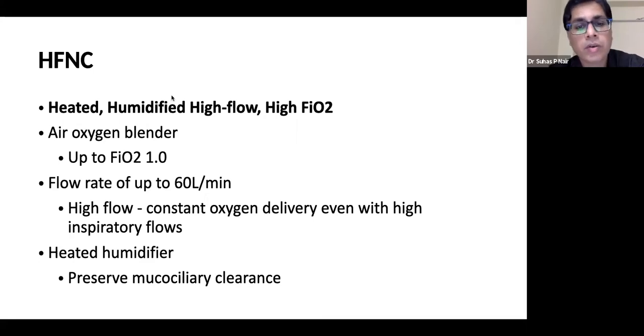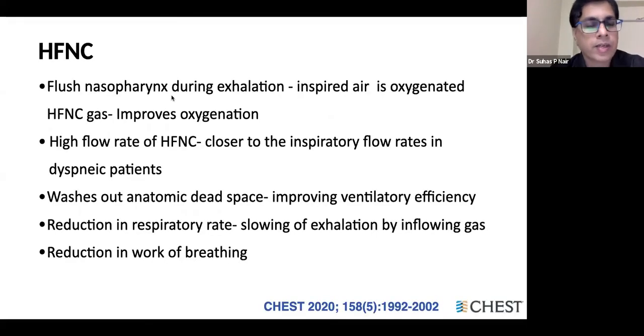as I said earlier. Constant oxygen is delivered with a fixed FiO2, though the patient has high inspiratory flows, where patient has high respiratory drive. Okay, and the heated humidifier is important. With high flows, it prevents drying and preserves the mucociliary clearance.